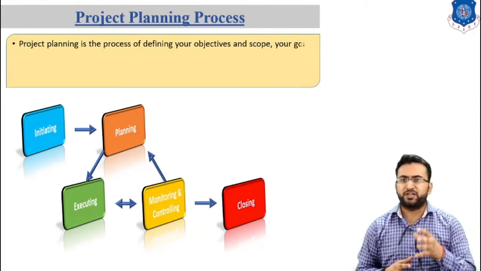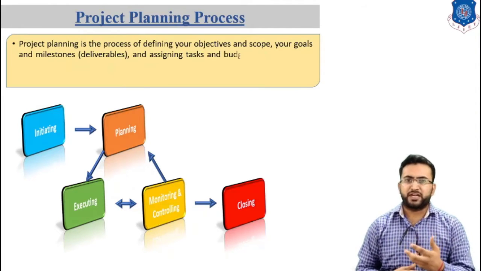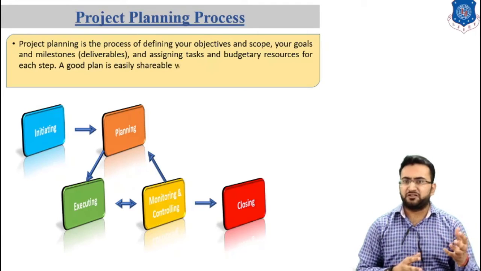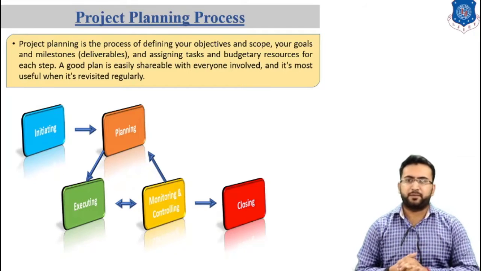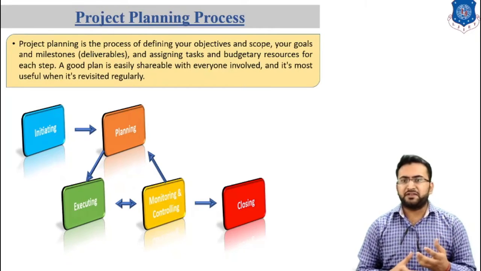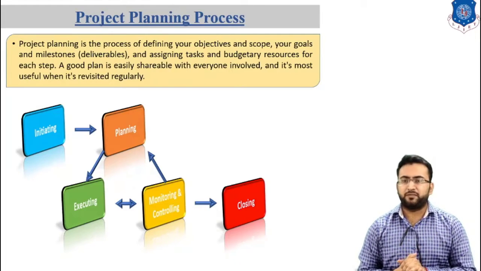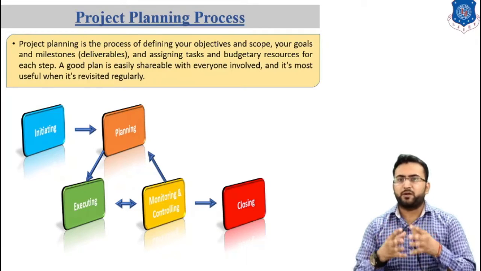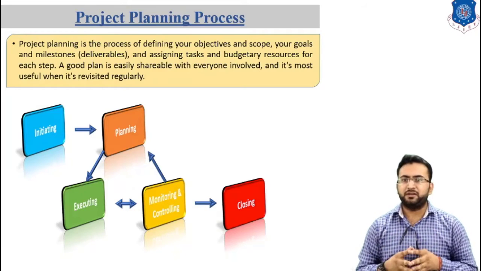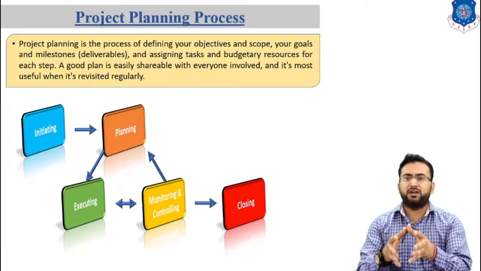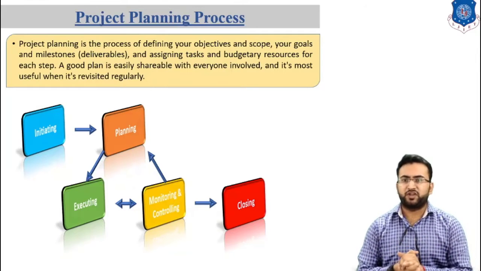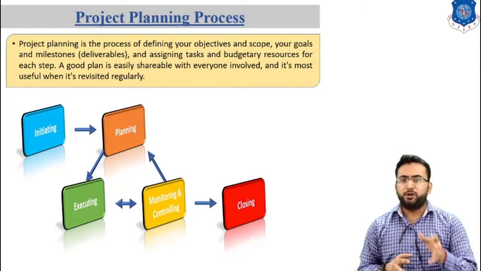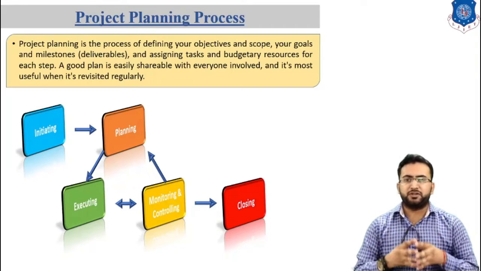Project planning is a process of identifying your objective and scope, your goal and milestones, and assigning the tasks and budget resources for each step. A good plan is easily understandable by everyone involved and is most useful when it's revised regularly. There are mainly 5 steps for the project planning process: initiating, planning, executing, monitoring and controlling of planning and executing, and the last step, closing, where monitoring and controlling during planning and executing is the most important.